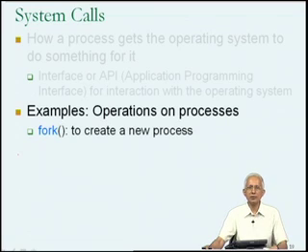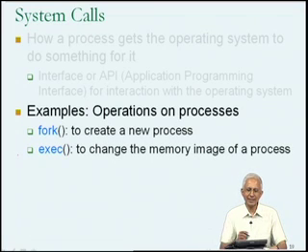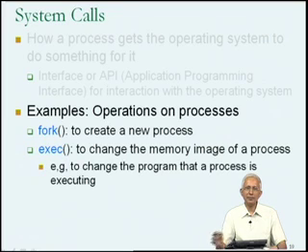Now another important system call related to processes is the exec system call. And in brief, the description is that exec is used to change the memory image of a process. Now this might be useful, for example, to change the program that a process is executing. And we'll see how this works shortly. But this is one of the possible uses of the exec system call, to change the program that a process is executing. An odd concept.